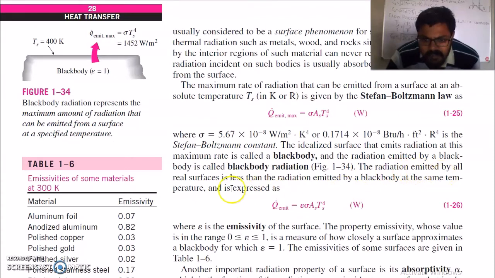The radiation emitted by a real surface is less than the radiation emitted by a black body at the same temperature and is expressed by multiplying this expression by emissivity. Emissivity lies between 0 and 1 for most of the surfaces. If emissivity is 1, it is called a black body. In that case, the heat transfer becomes equal to the Stefan-Boltzmann constant times T raised to power 4, because here emissivity is 1.